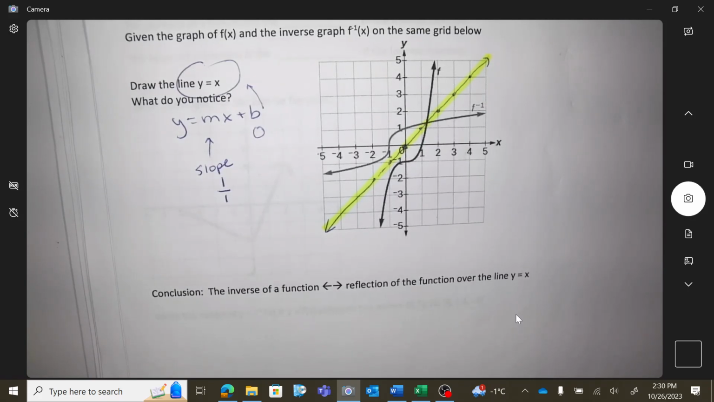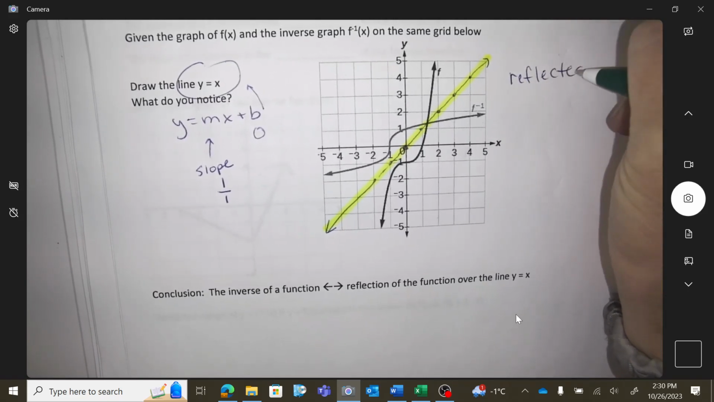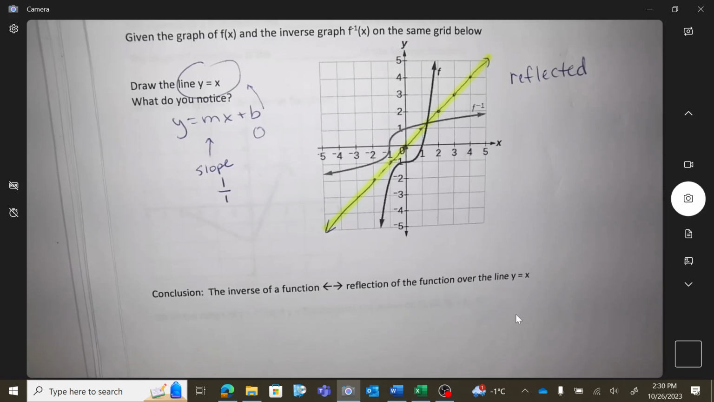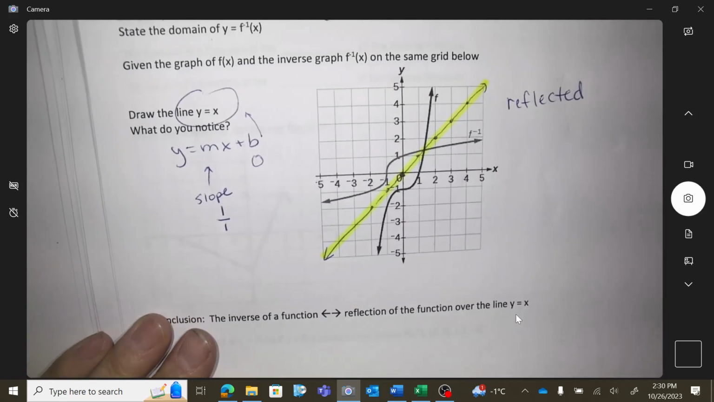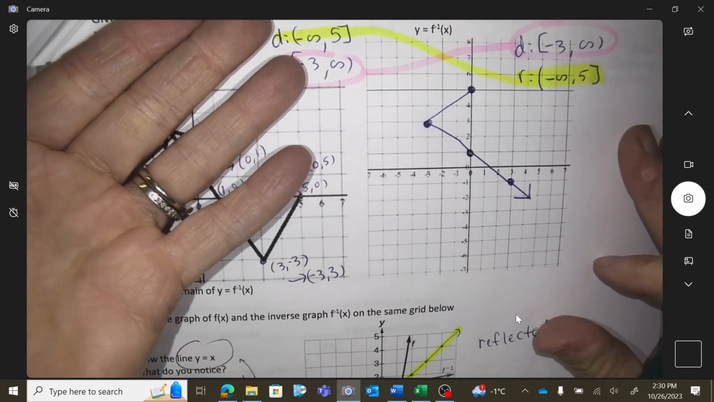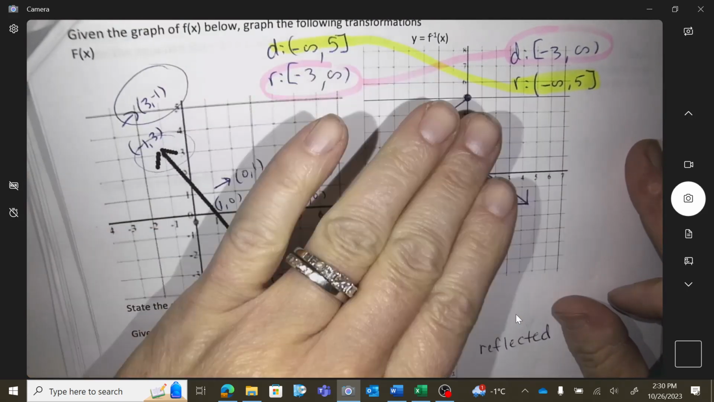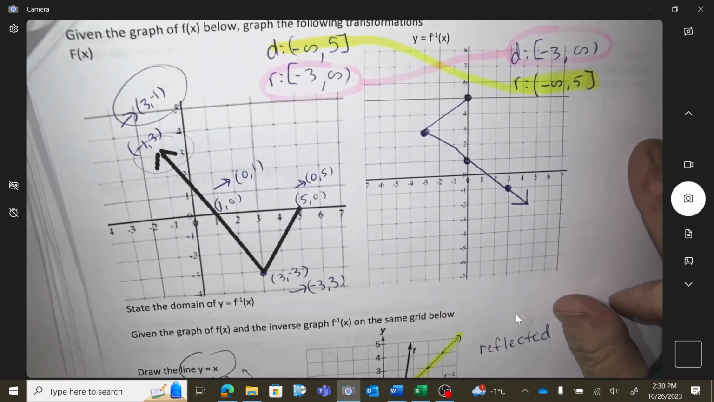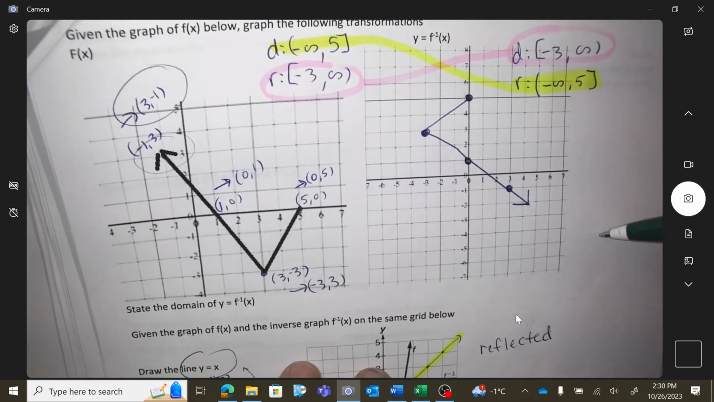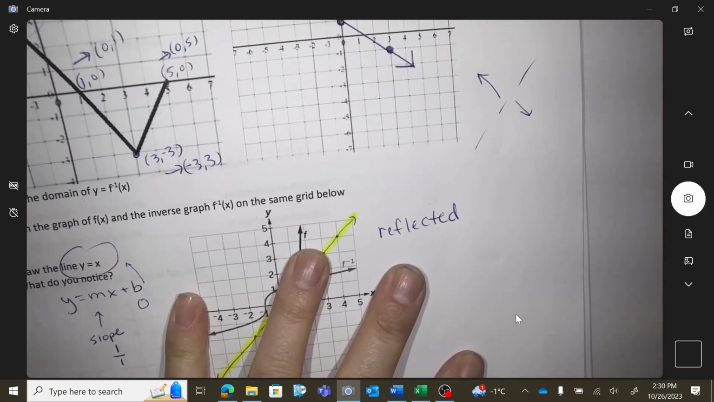So do you notice anything about my function and its inverse? It reflected over that line. Do you see? So if we think back to this one now, if we flip this diagonally, would it end up looking like that? Does that make sense? Diagonally reflecting. Can you visualize that? You can see my arrow was kind of this way, and now it's this way, right? You see the diagonal reflection of it.